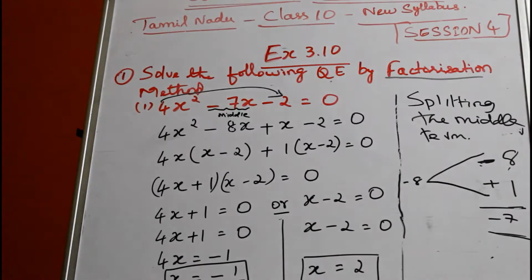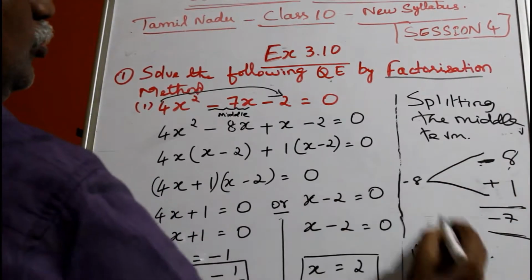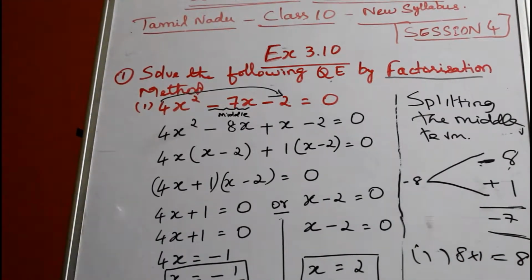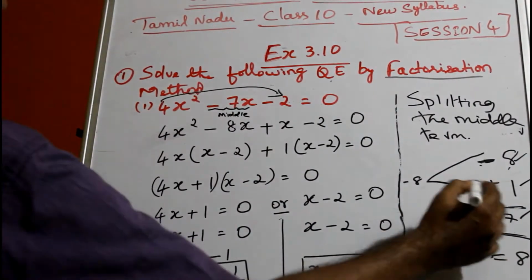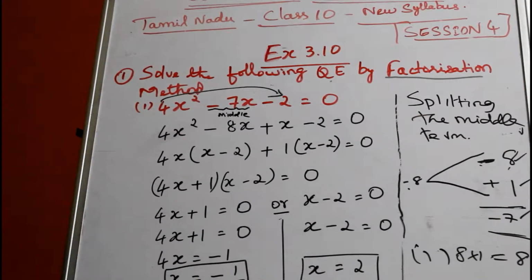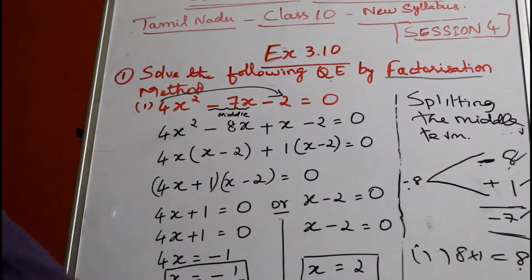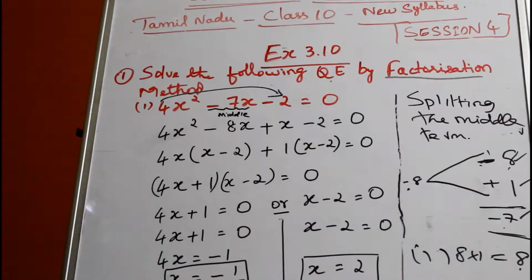And now we can check three things. Look here. Number 1, 8 into 1 is equal to 8. And minus 8 plus 1 is minus 7. And plus into minus is minus 8. Including the signs, it should satisfy. Again I repeat, three things. The number 8 into 1 is 8. The addition, minus 8 plus 1, is minus 7. Plus into minus is minus. So now you must split the middle term.